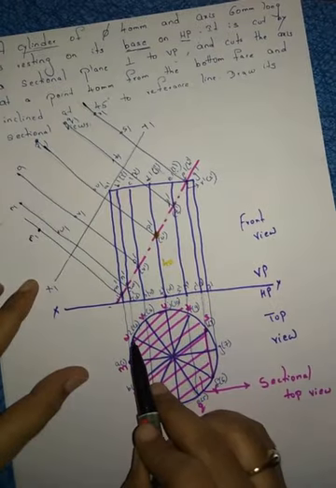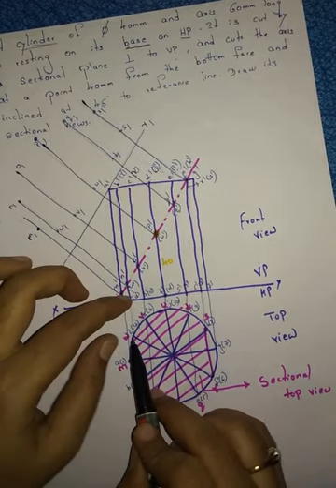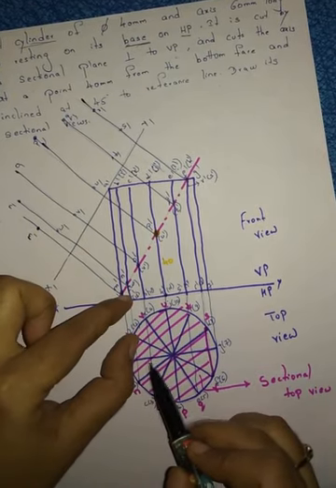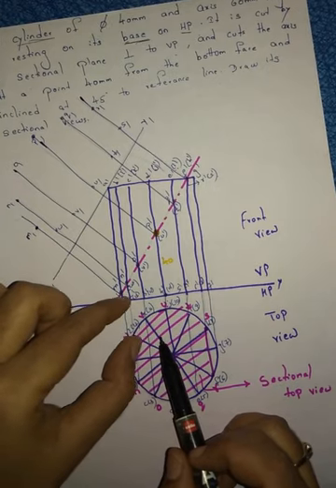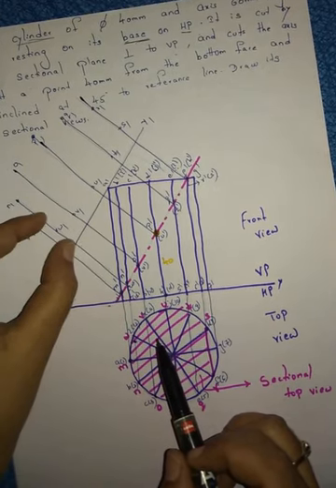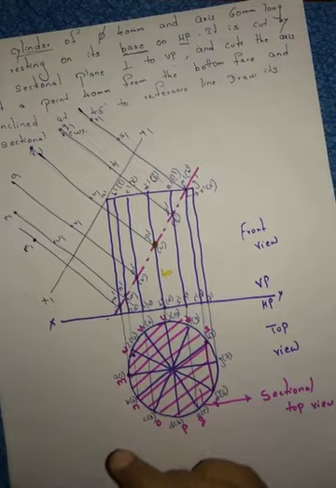Till W. This is the W distance from the reference line to W. Take this distance with your compass, again keep your compass on the new reference line, and mark the W point here.